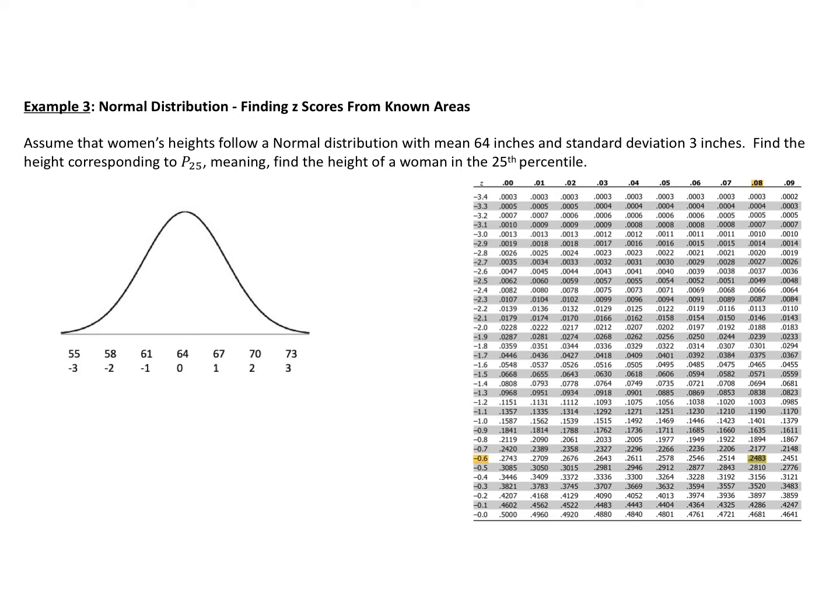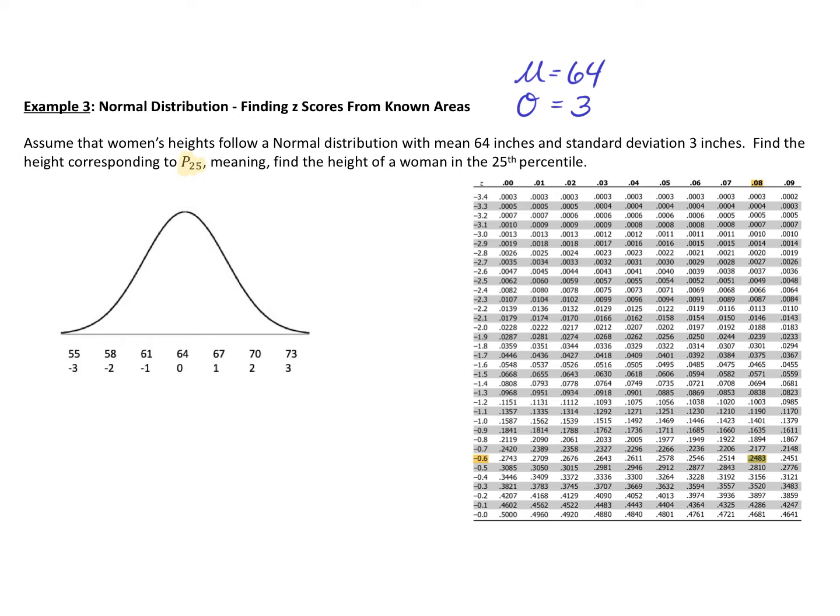So using the same distribution for women's height, where we know that women's height is normally distributed with a mean height of 64 inches. So I'll write that down. Mu is 64 and a standard deviation sigma is 3. What is the height that corresponds to P sub 25? Meaning, what is the height that is in the 25th percentile?